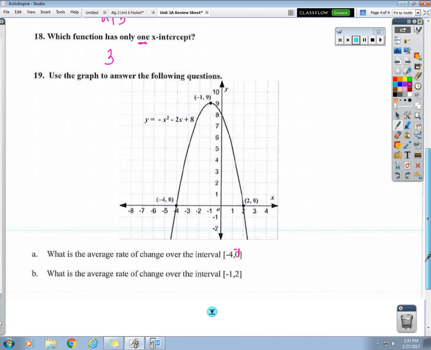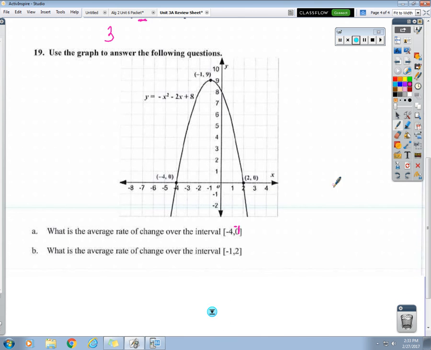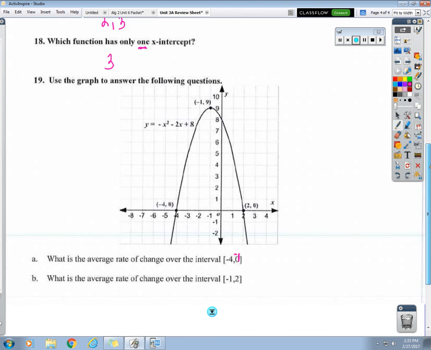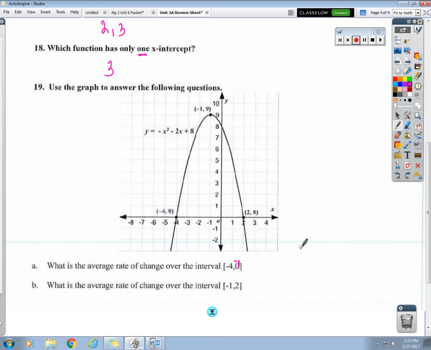Okay, number 19. Use the graph to answer the following questions. What is the average rate of change over the interval -4 to -1? Well, anytime you see the word interval, you need to get what in your head? X values. So if I go to -4, that's right here, which is that point. If I go to -1, to get to the point at -1, don't I have to go way up here to this point? And average rate of change is the same thing as what?